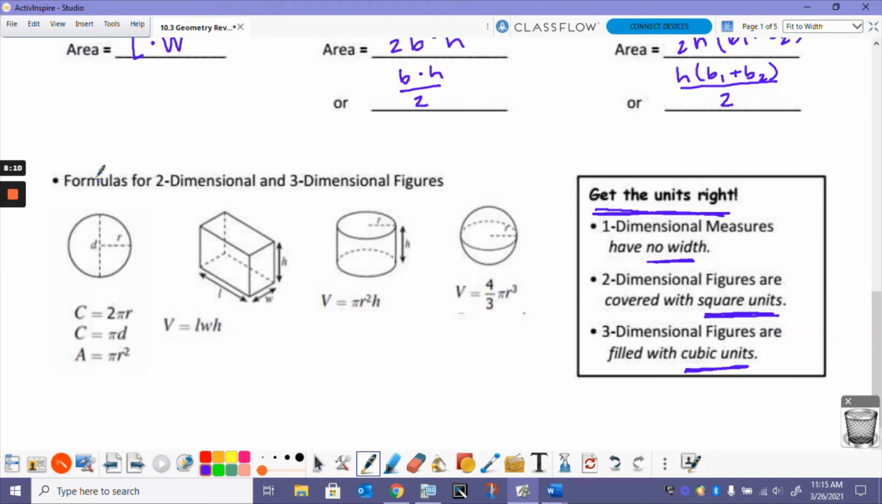All right, so the first one we're looking at is a circle. So we have our circumference, 2 pi r, which is our radius. We could also do circumference equals pi times the diameter. And then we have our area equals pi r squared. So this is our radius, okay?